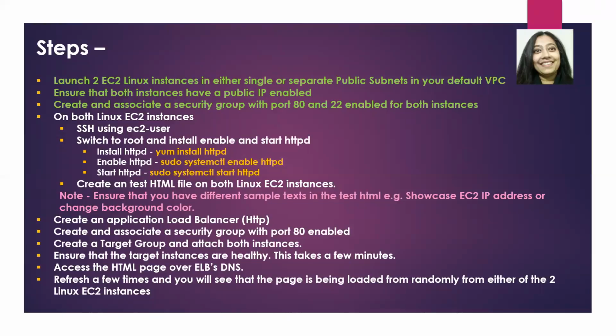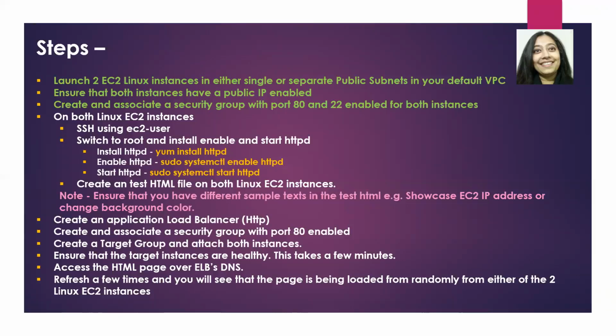So you could use possibly any text to differentiate that, hey, this is coming from EC2 instance XYZ, and this is coming from EC2 instance ABC. After we have created a sample text, we will create an application load balancer. And in this case, it's going to be an HTTP load balancer.